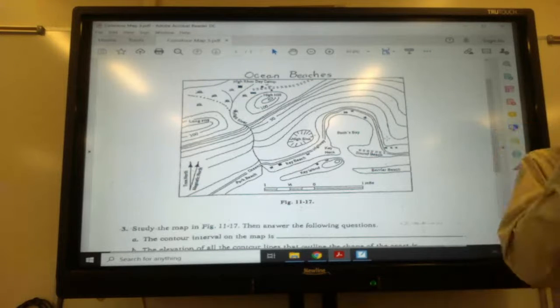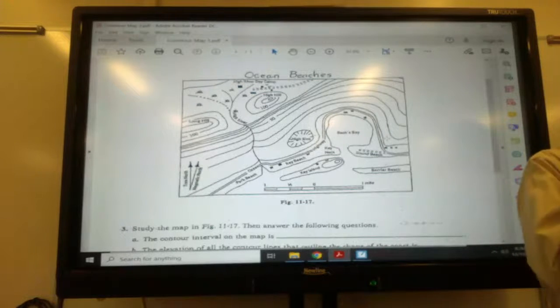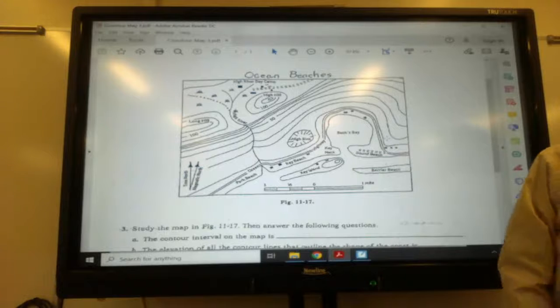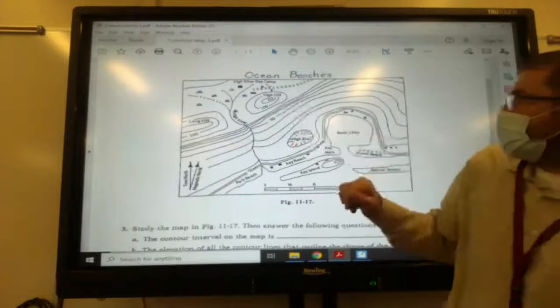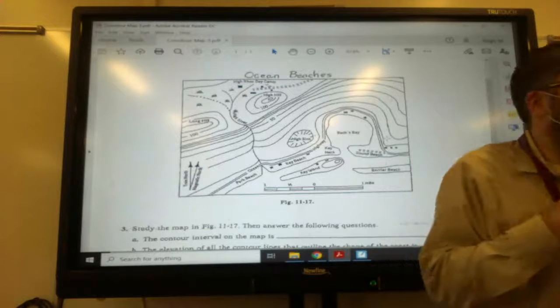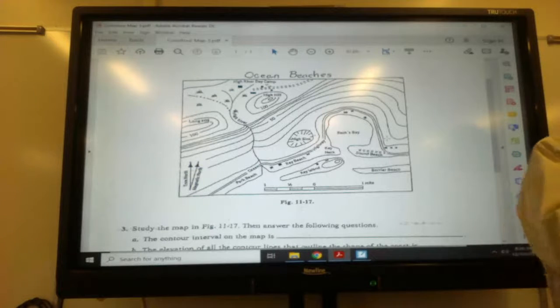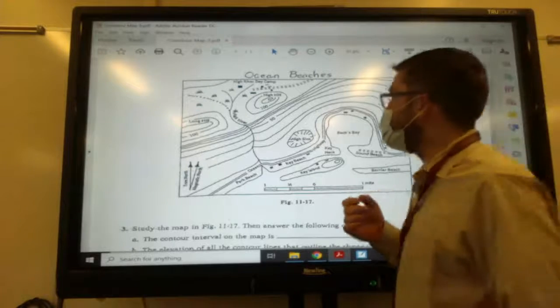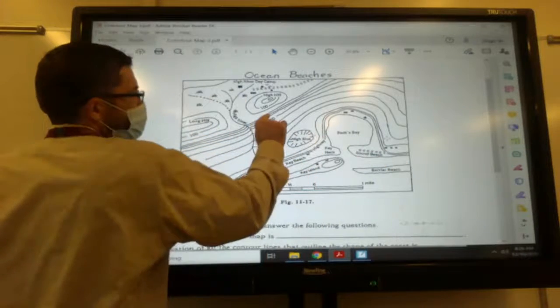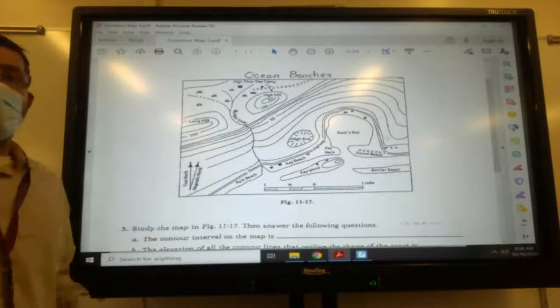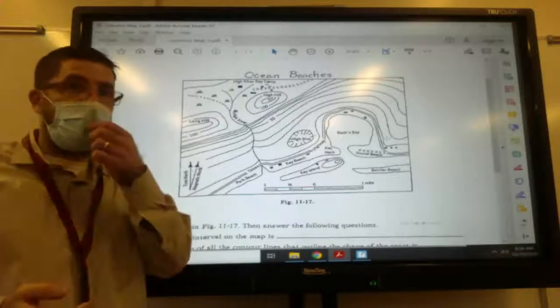2 lines labeled with its elevation. Erica? 50 and 100. Good. So what's 100 minus 50? 50. Divide that by 5. 10. So let's plug in the values to see if that works. 50, 60, 70, 80, 90, 100. So yes, my contour interval for this map is 10 feet.